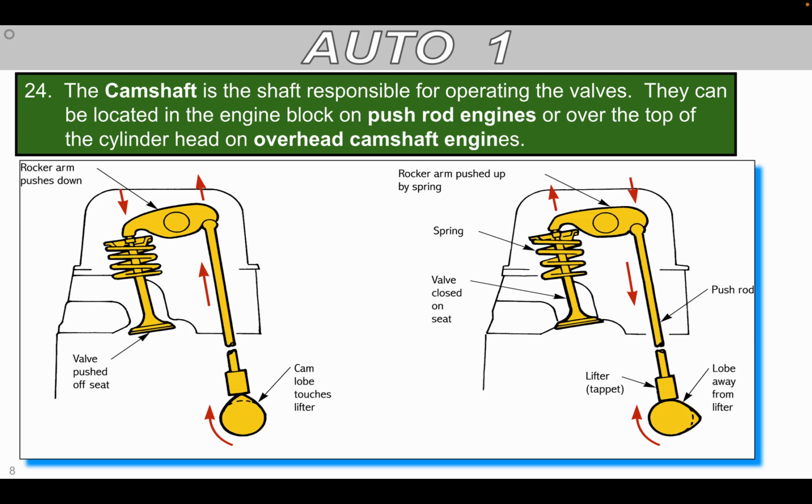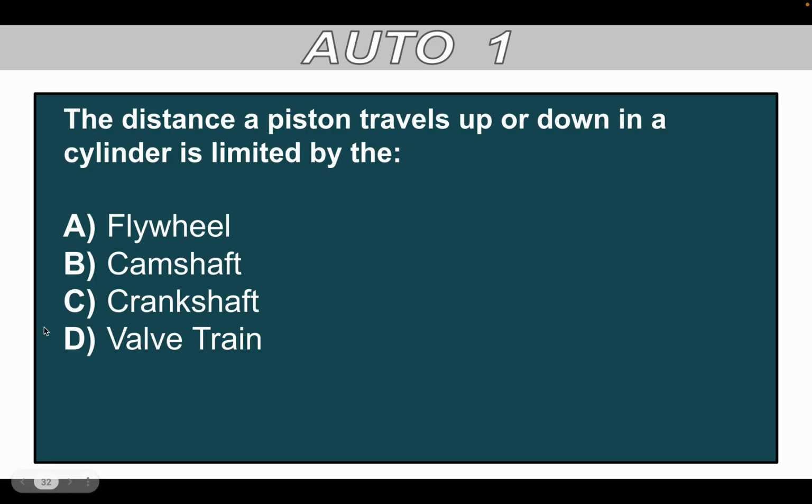Is there anything I can clarify about this that you might have questions on? That was kind of a lot to take in. No? All right. Let's ask you a different question here. The distance a piston travels up or down in a cylinder is limited by the, and you have these four options: flywheel, camshaft, crankshaft, valve train.